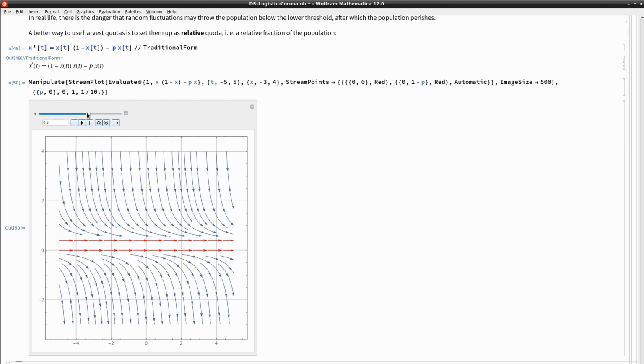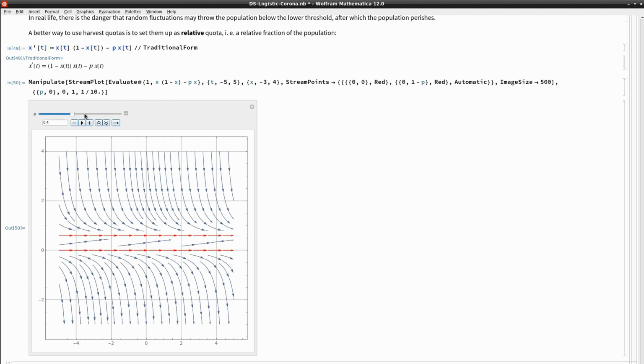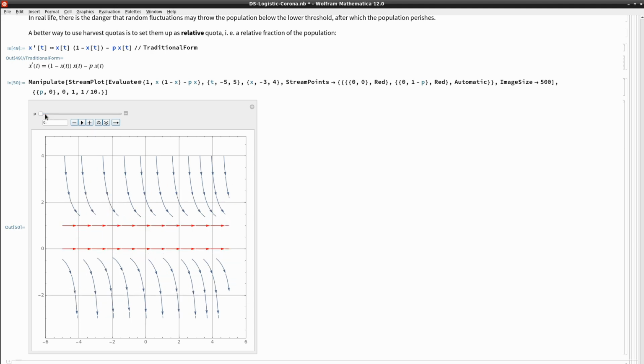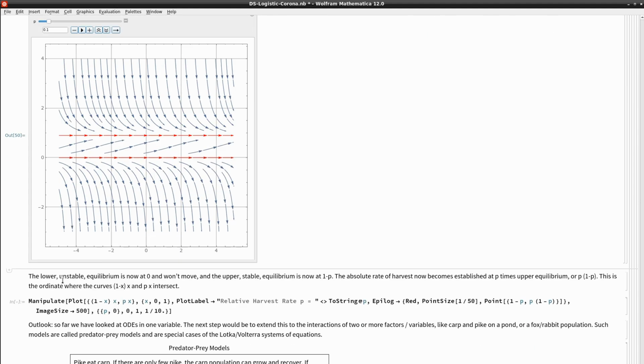And here as well, the equilibria are coming together. So it would still be safe to use only a small percentage, and we see that the two red lines are coming closer and closer with an increase in the percentage amount of harvesting. But it is still an improvement because of the following. The lower or unstable equilibrium is now 0 and it won't move. It stays fixed there. It's always at 0. And the upper stable equilibrium is now at 1 minus p.